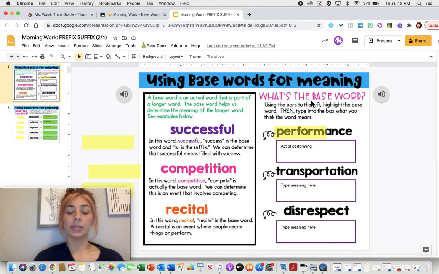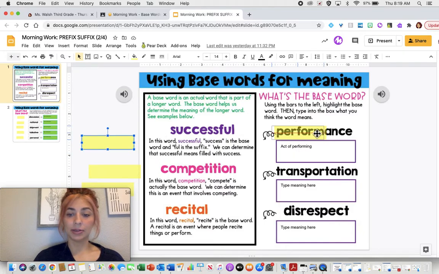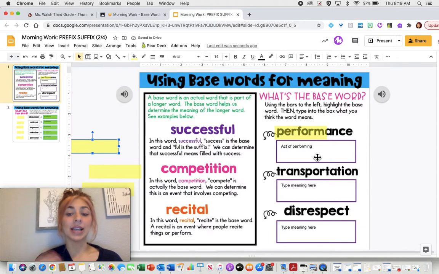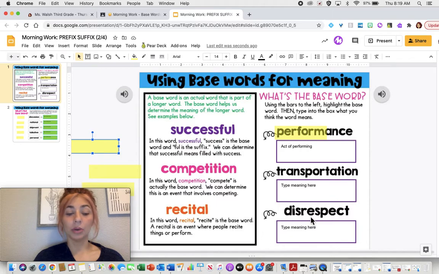For example, Miss Walsh did number 1 for you. Perform. I took the highlighting stick, put it over the word perform, and then gave the definition of performance. I said it's the act of performing. You're going to write what you think each word means, as well as take your highlighting stick and highlight those base words.